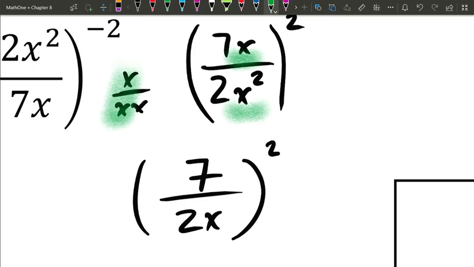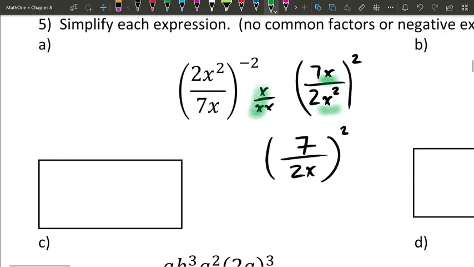So this x over xx formed a giant 1, and I'm left with just a single factor of x in my denominator. Okay, so now when I square this, 7 squared is 49. With this, I get 49. And in my denominator, I have 2x squared, right? 2x times 2x is 4x to the second power. And 49 over 4x squared, neither one of those are divisible. 49 is not divisible by 2 or 4, so there are no common factors there. We're safe leaving it there.